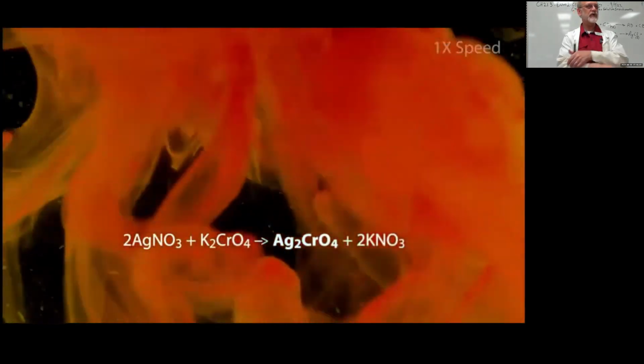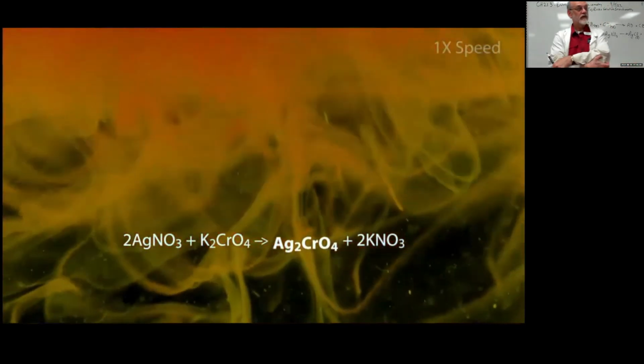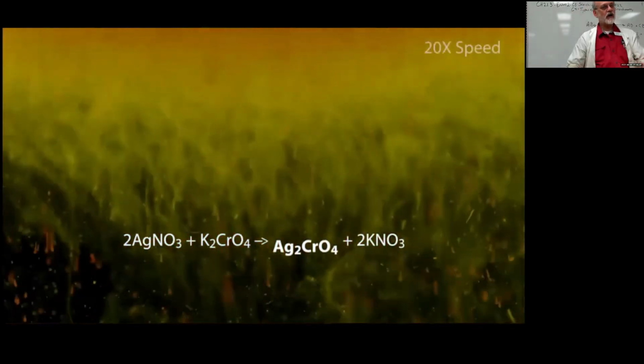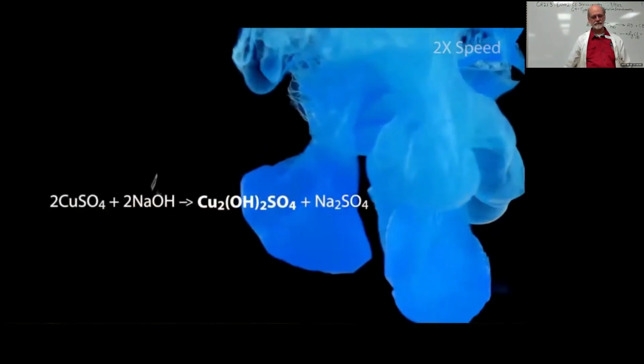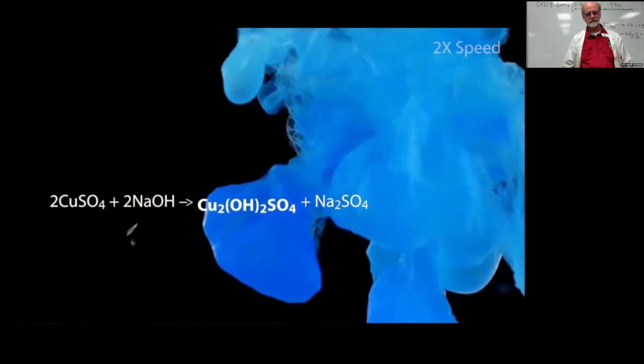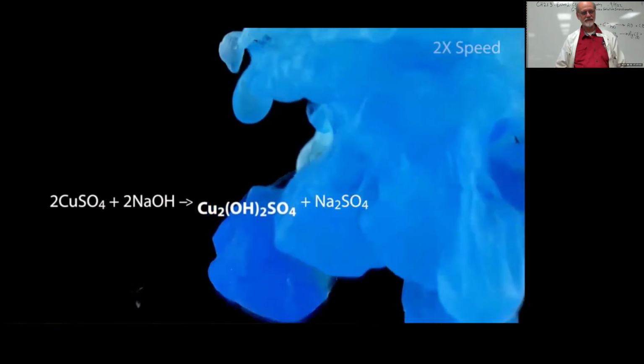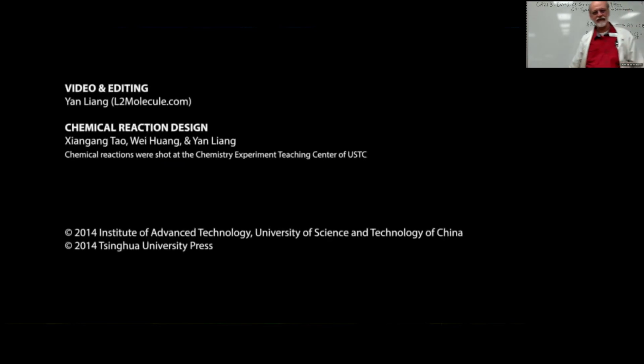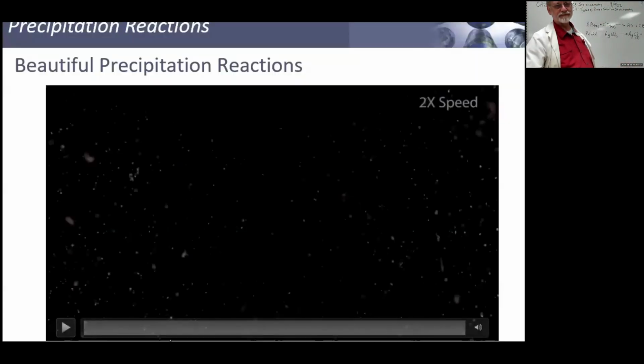Anybody who's had a barium enema to have an x-ray done of your lower gut, that's what they put in you. Barium sulfate. And the reason they do it is because it's insoluble. It won't dissolve and go into your system. Copper hydroxide sulfate. Okay, I just thought that was pretty pictures.